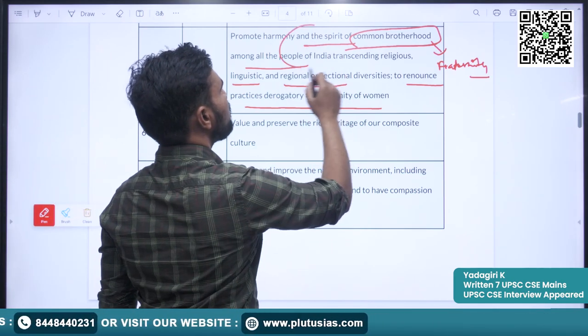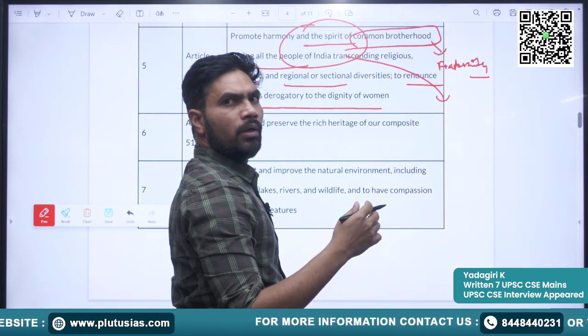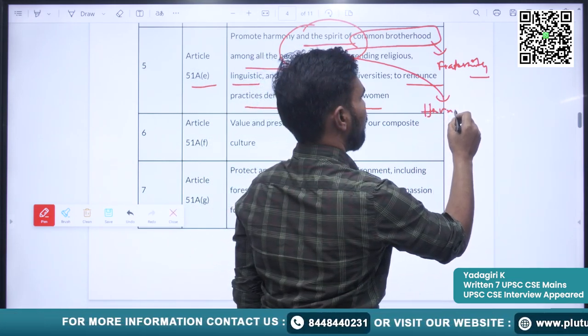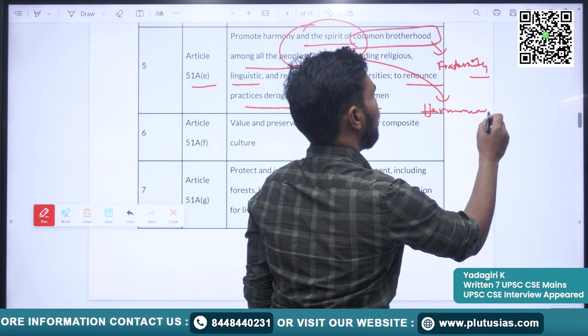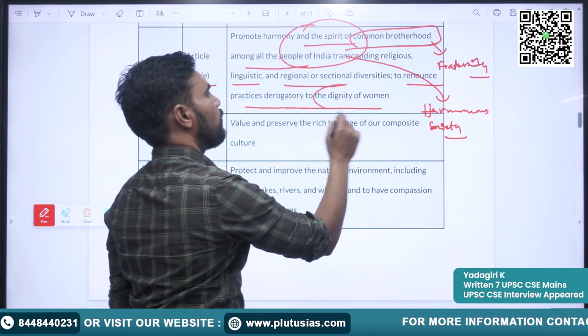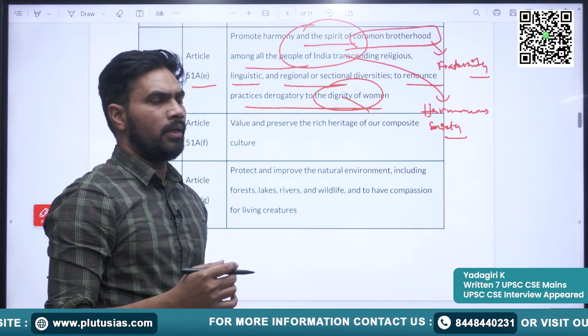So basically the first part is with respect to bringing in a harmonious society, and the second part is about ensuring and protecting the dignity of women.